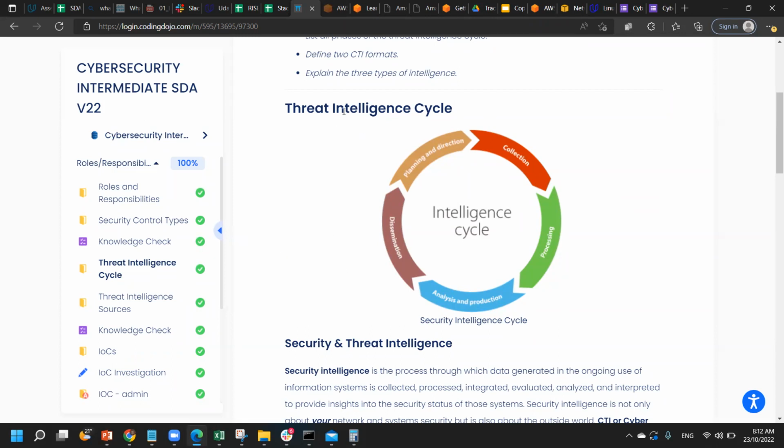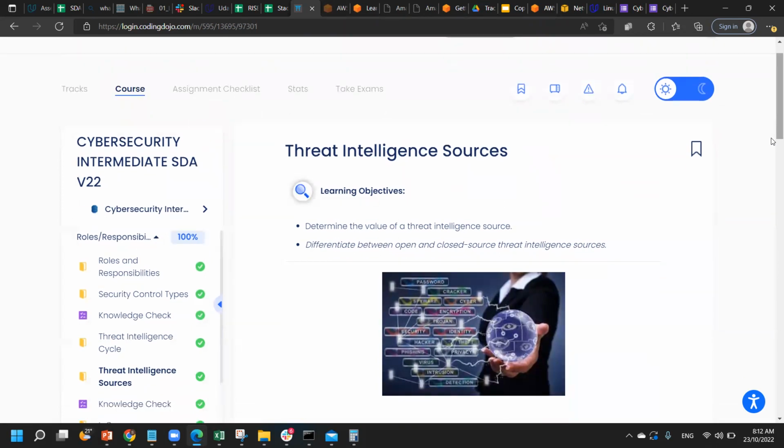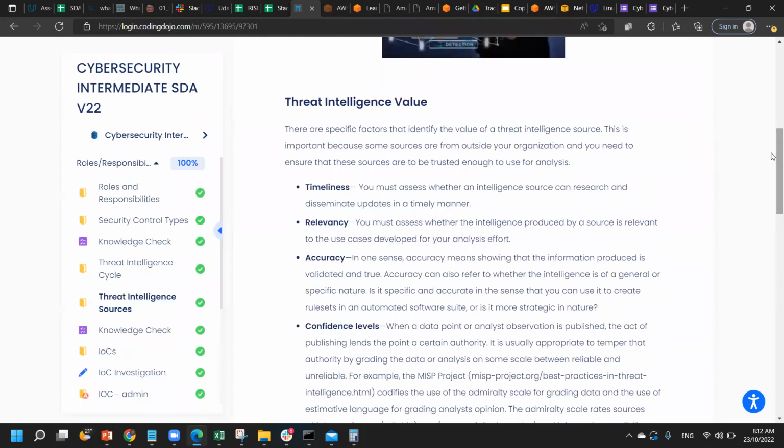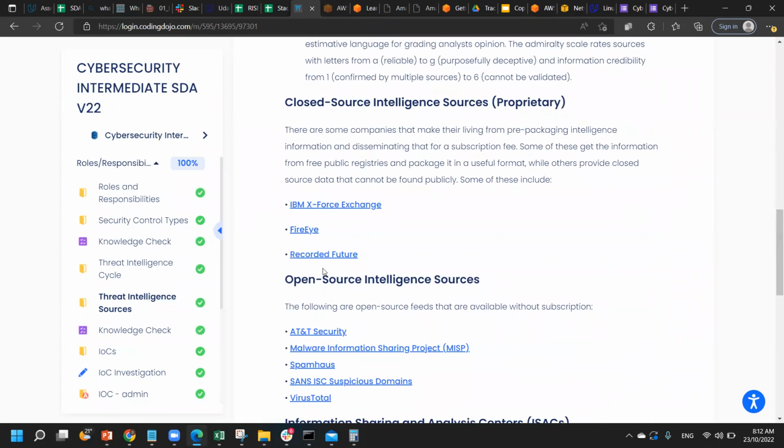So we'll look at the threat intelligence cycles and threat intelligence sources. Where do you get this data from? This is also important, how we look at closed sources and open sources and all this stuff. So this is what we're going to look at today also.